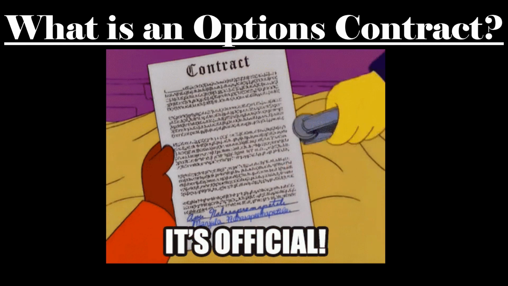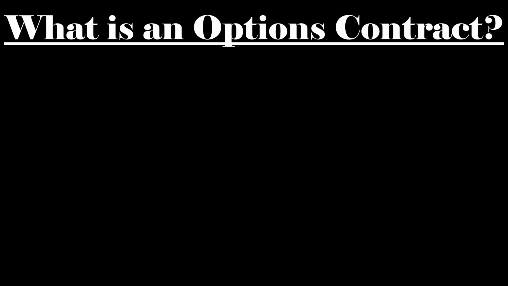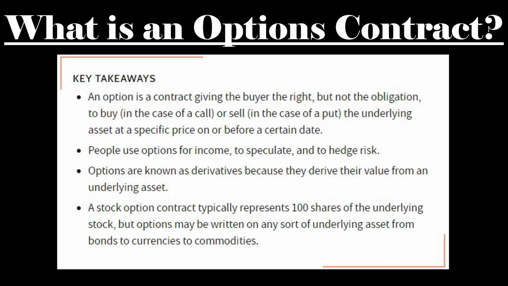All right, so first and foremost, let's just give a brief definition of what an options contract is. So an option is a contract giving the buyer the right, but not the obligation to buy or to sell. So in the buy scenario, it's a call option, and in the sell, it's a put option. But so it gives you the right, but not the obligation to either buy or sell an underlying asset. So in our example, we're talking about stocks at a specified price, so a specific price, which is called the strike price, on and before a certain date, which is the expiration date.